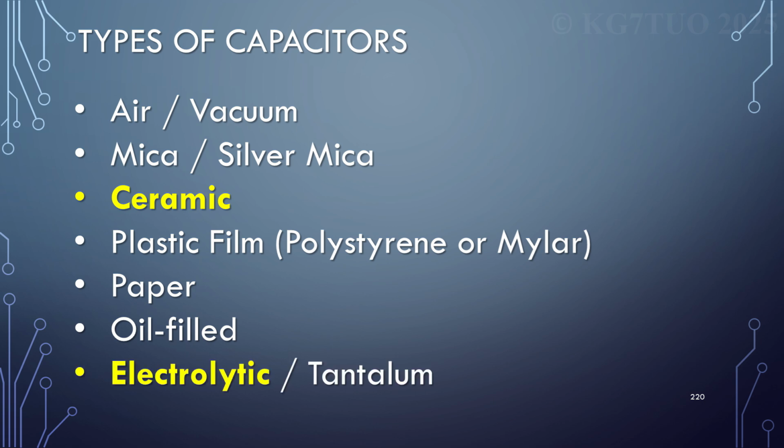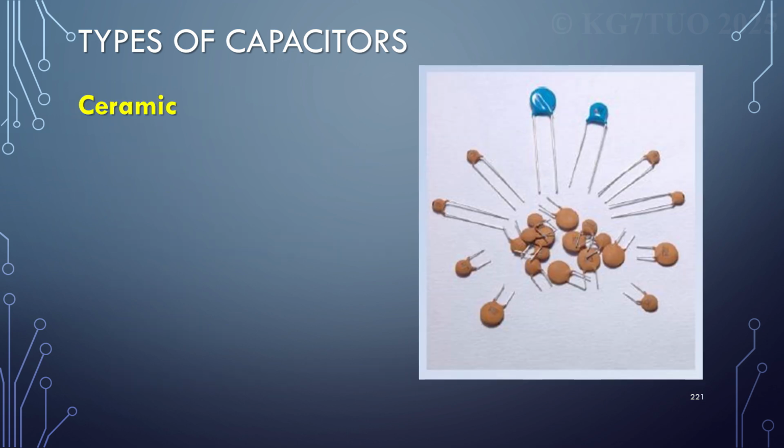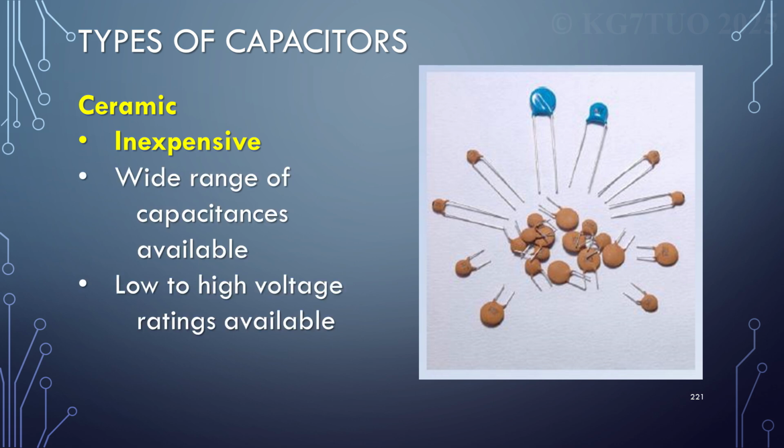Electrolytic and tantalum. Ceramic and electrolytic are on the test. Ceramic is not polarity conscious; electrolytic is polarity conscious. Ceramic is the one on the test, and this is what they look like, those little brown things standing up there. When you're looking at your equipment and they're standing up, don't bend them over. They're fragile. Not only that, in an RF circuit, if you bend them over, you change their orientation, and you will change the way the electrons are flying around in there. They are inexpensive, with a wide range of capacitance available and low to high voltage ratings. They're used for RF bypassing and filtering.